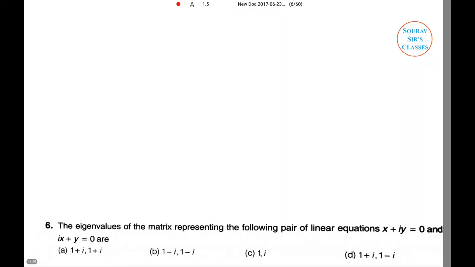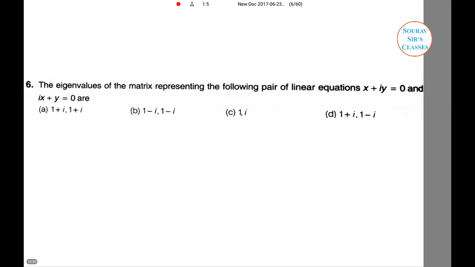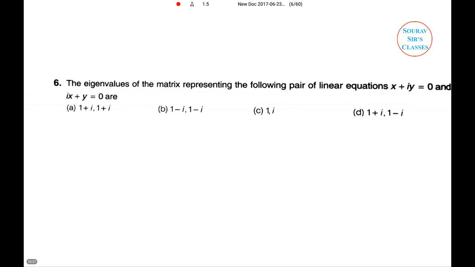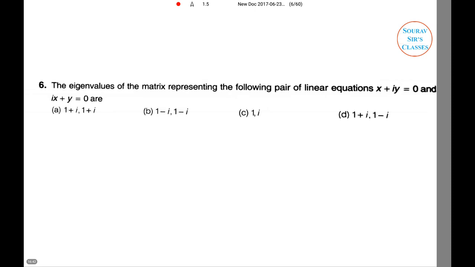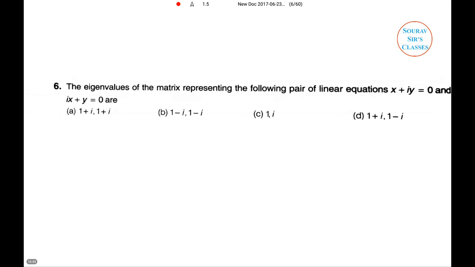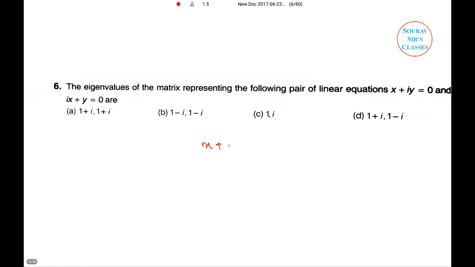That is the matrix question. Okay, and it is a very good one. What they are saying is, the eigenvalues of the matrix representing the following pair of linear equations, x plus iy is equal to 0 and ix plus y is equal to 0. So it is a problem of eigenvalues, eigenmatrices, and how to solve this thing. Let us first write the equations that are given here. x plus iy is equal to 0, first equation, and ix plus y is equal to 0.